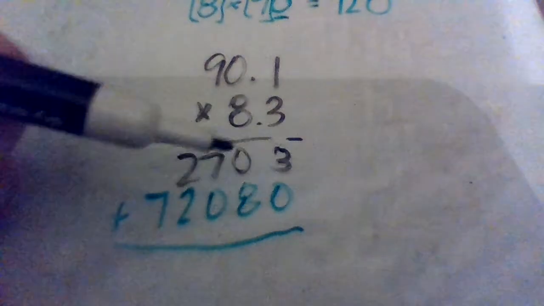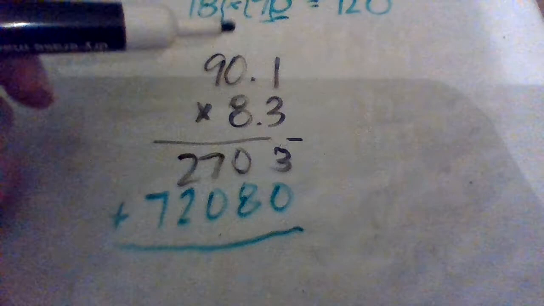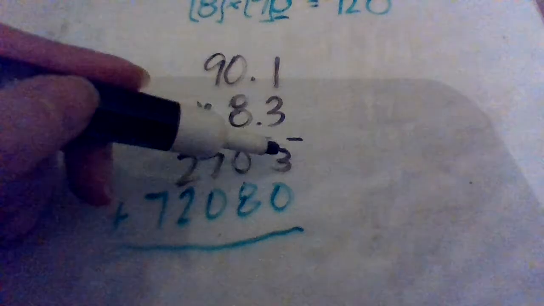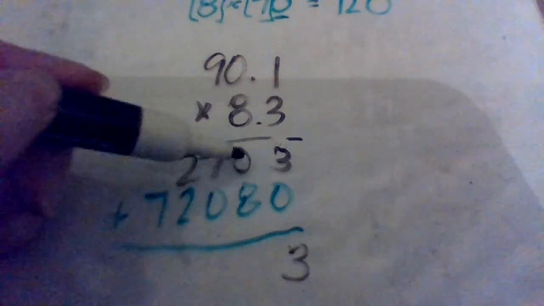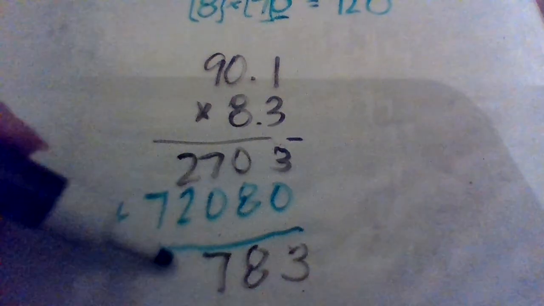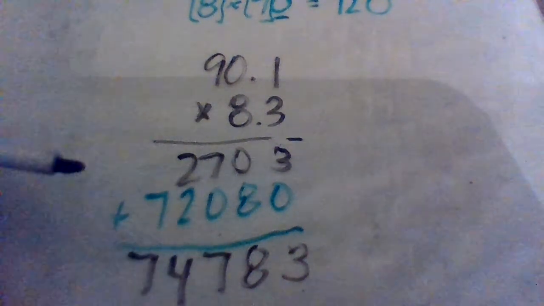Now I'm going to add. I'm going to start on the right. And notice I'm ignoring the decimals at this point, just treating it the same as a multiplication problem. Okay, so 3 plus 0 is 3. 0 plus 8 is 8. 7 plus 0 is 7. 2 plus 2 is 4. And this is my 7.